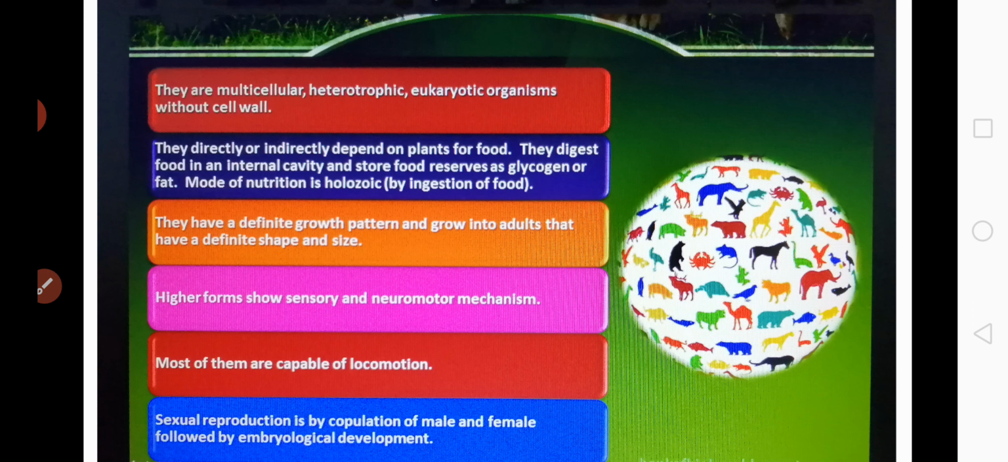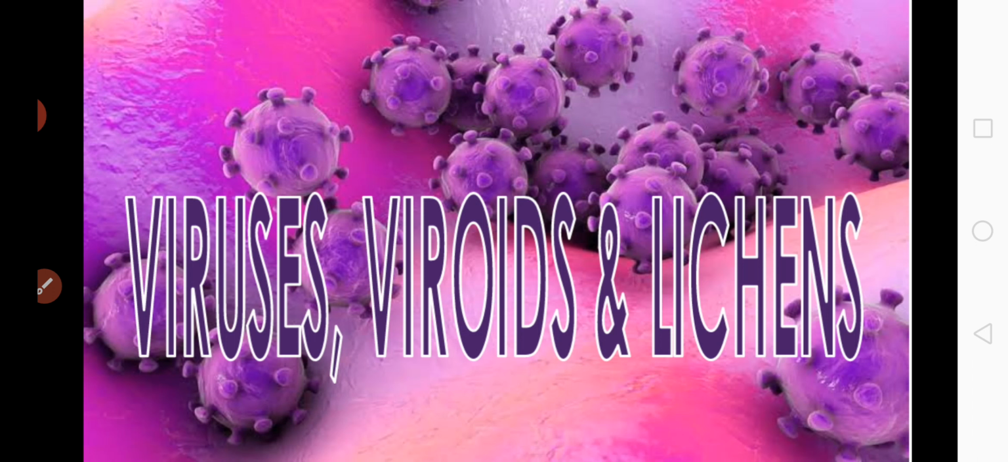Most of them are capable of locomotion, able to move, and sexual reproduction is here by the copulation of a male and female, by the mating of male and female individuals, followed by the embryological development. So these are about the characters of kingdom Animalia. Understood? Okay. Now we'll move on to the next topic of this chapter, that is viruses, viroids and lichens.